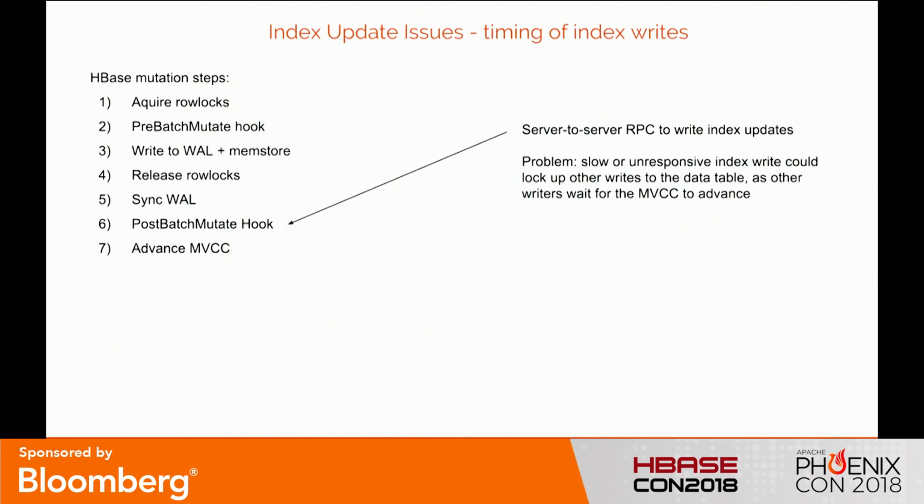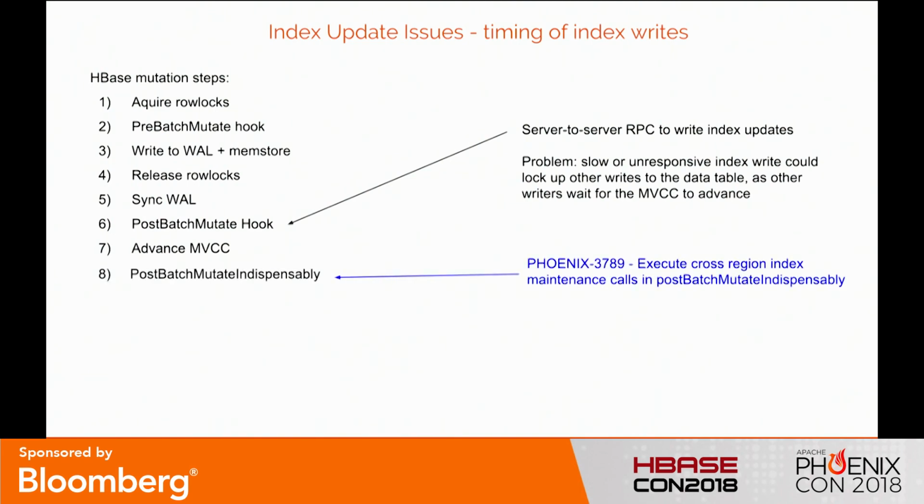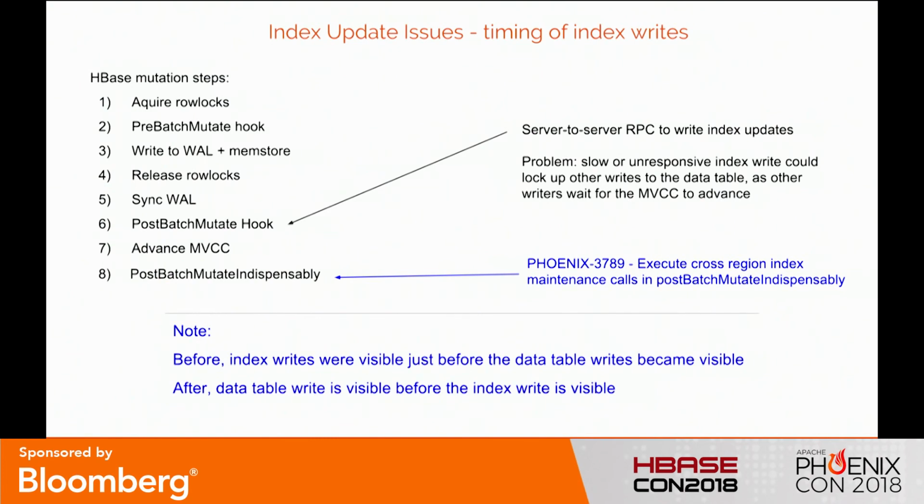So that's very bad. What we did in Phoenix 3789 is move the index write to post-batch mutate indispensably, is what they call it. It's just a way, I guess, to differentiate. So it now comes after the MVCC, so you don't have that problem. But there is a consequence of this.